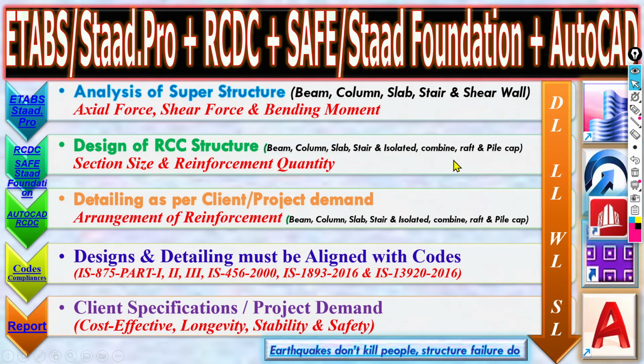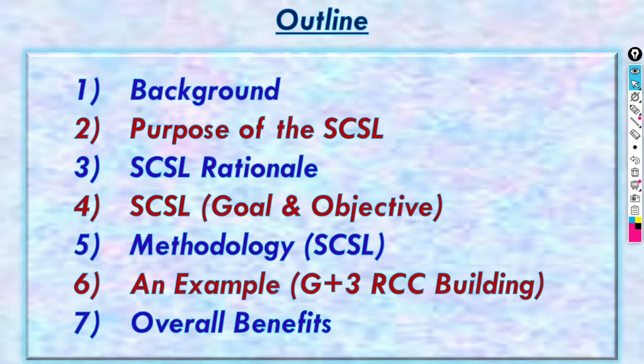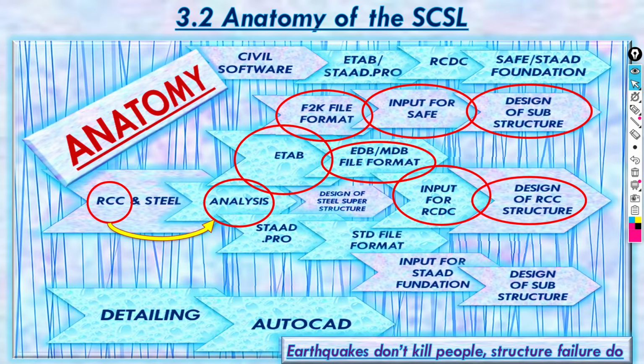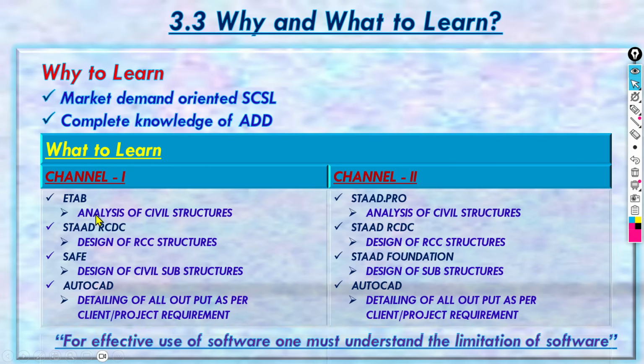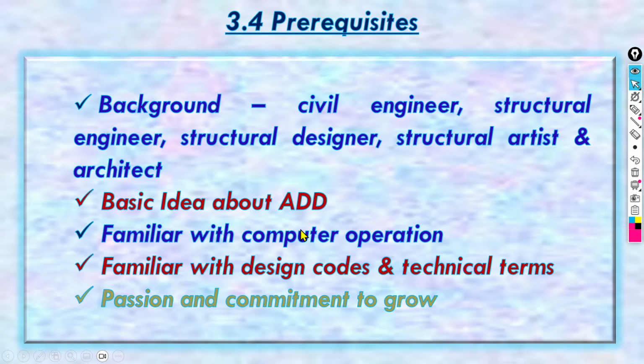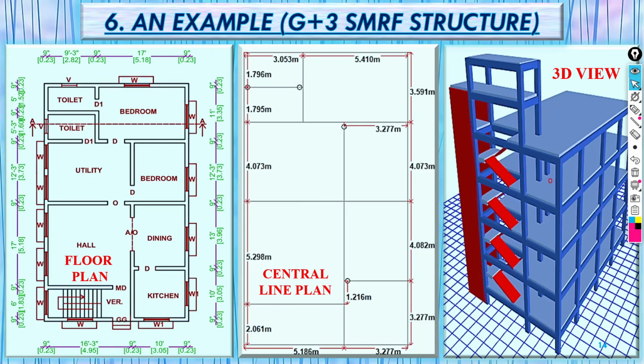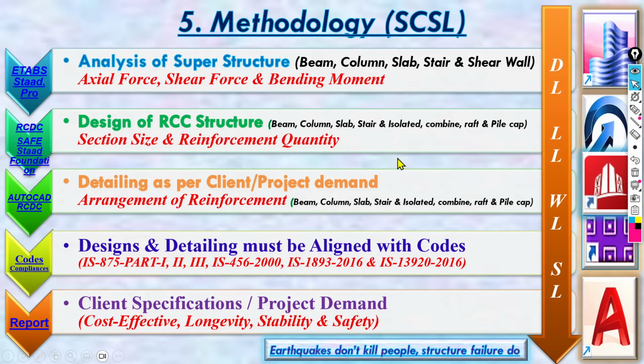If you see here, the ETABS, STAAD.Pro, actually you have to learn all this software, then only you would become a structural designer. So these are the complete workflow, how which file is going where, and what you have to design with this flow chart. That is the anatomy, and these are the two channels, channel 1, channel 2. Either you have to follow this channel or this channel, and then after prerequisite and goal objective, then this point.